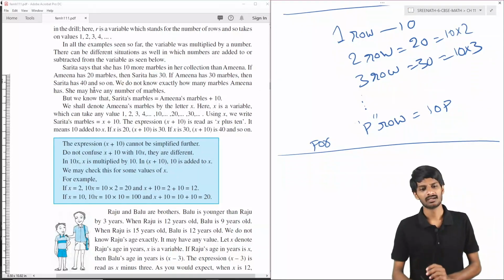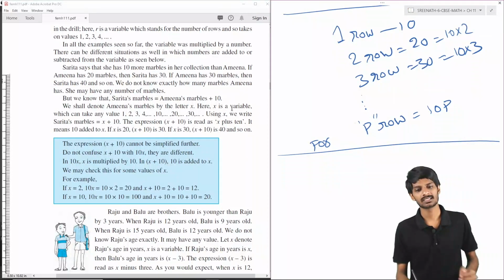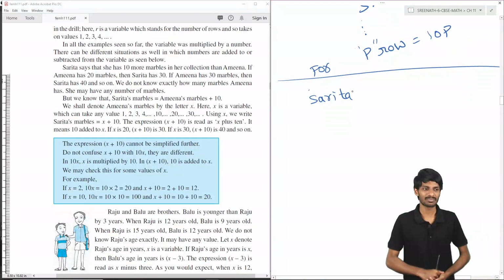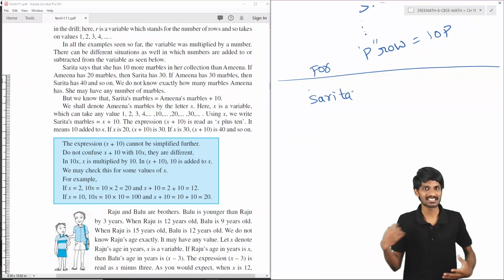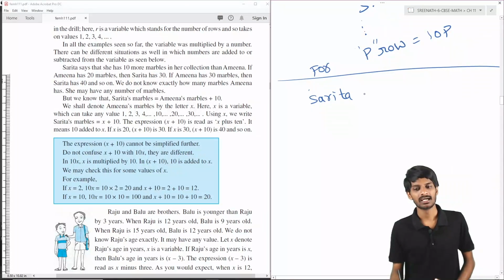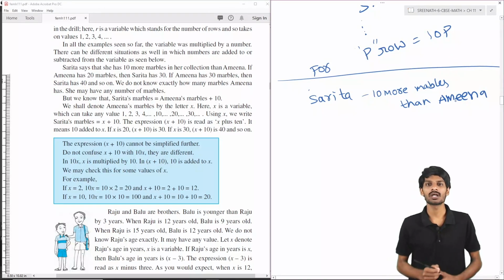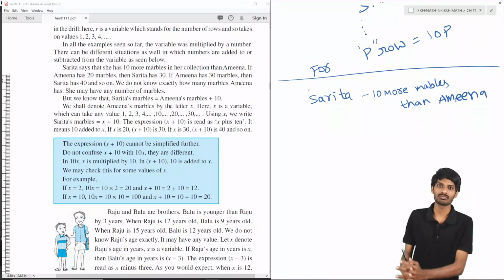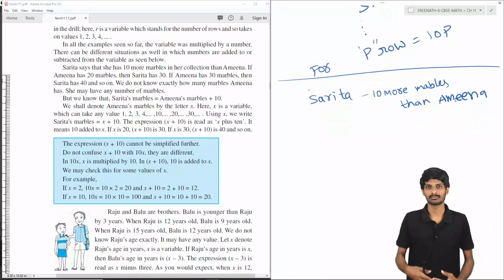Here there is an example. Sarita says she has 10 more marbles in her collection than Amina. So what Sarita is saying is, I have 10 more than you. In your class also some people tell you, I am having more than you, like that. So Sarita is having 10 more marbles than Amina. Which means what? Sarita has some marbles and Amina is also having some marbles, and the number of marbles of Sarita is 10 more than Amina's.